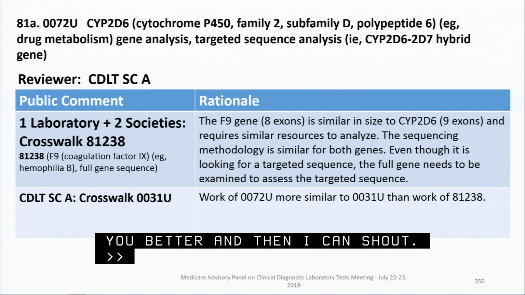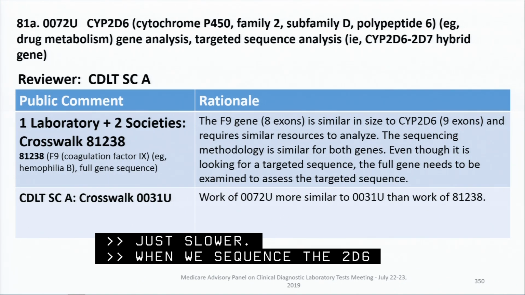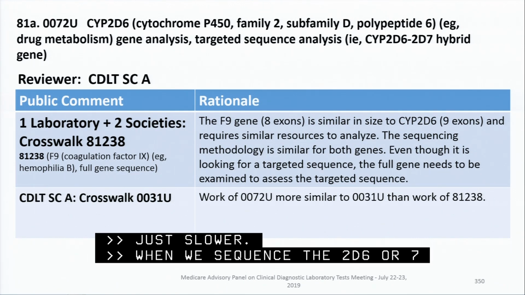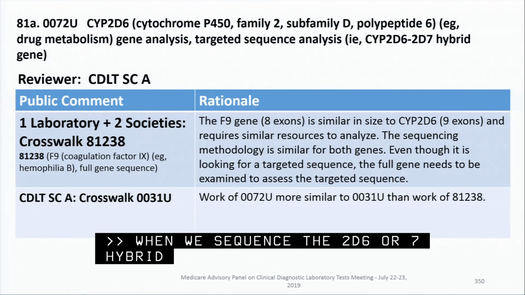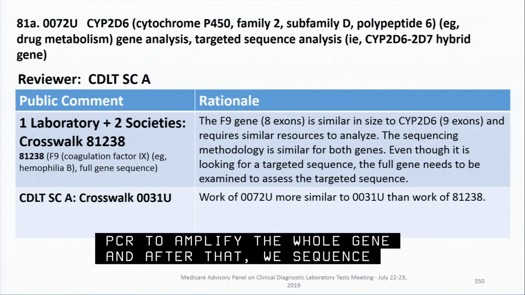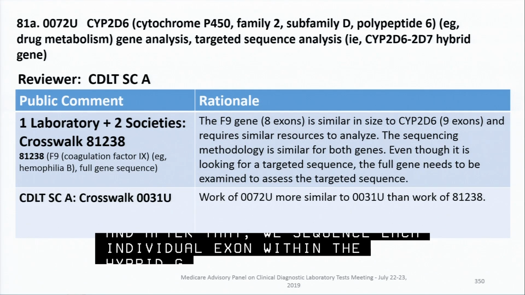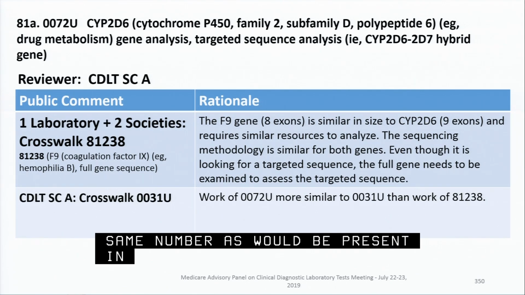Moyer. Okay. So when we sequence the CYP2D6, 2D7 hybrids or the CYP2D7, 2D6 hybrid alleles, we first do a PCR to amplify that whole gene, and then after that, we sequence each individual exon that is within that hybrid gene. So it would be the same number of exons as would be present in CYP2D6 normally, just some of those exons are derived from CYP2D7 instead of from CYP2D6.